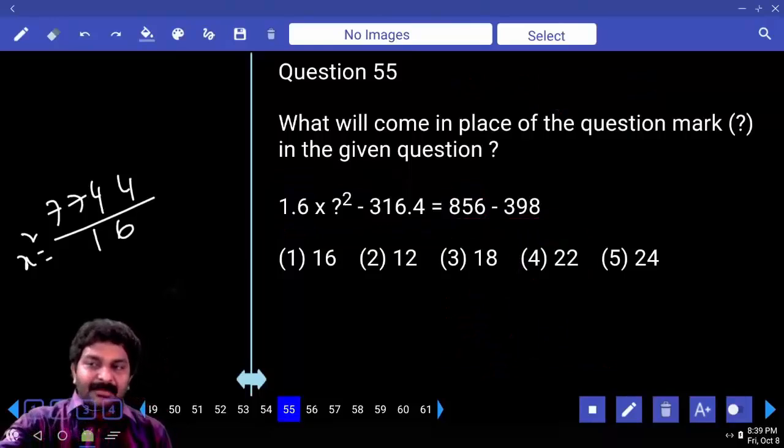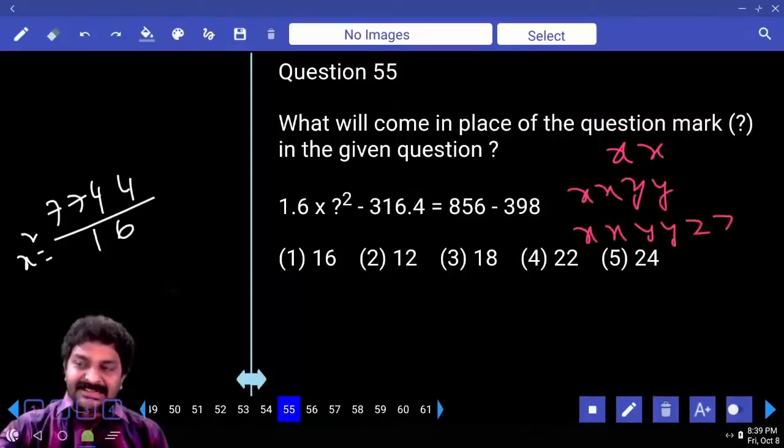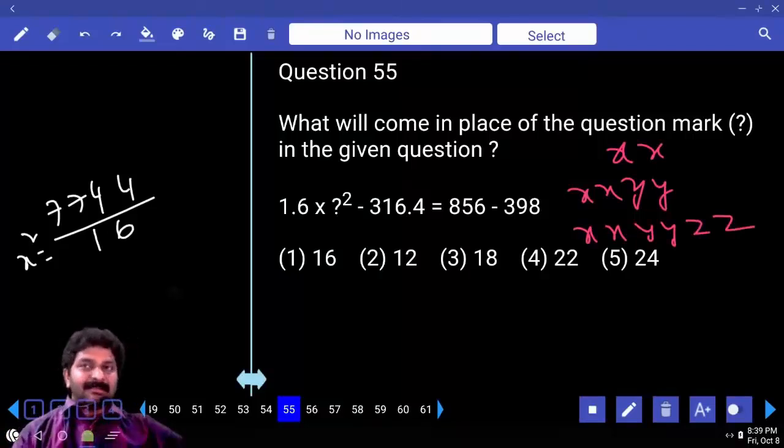Do remember, if your number is in the form of xx or xxyy or xxyyzz like this, then that is a multiple of 11.